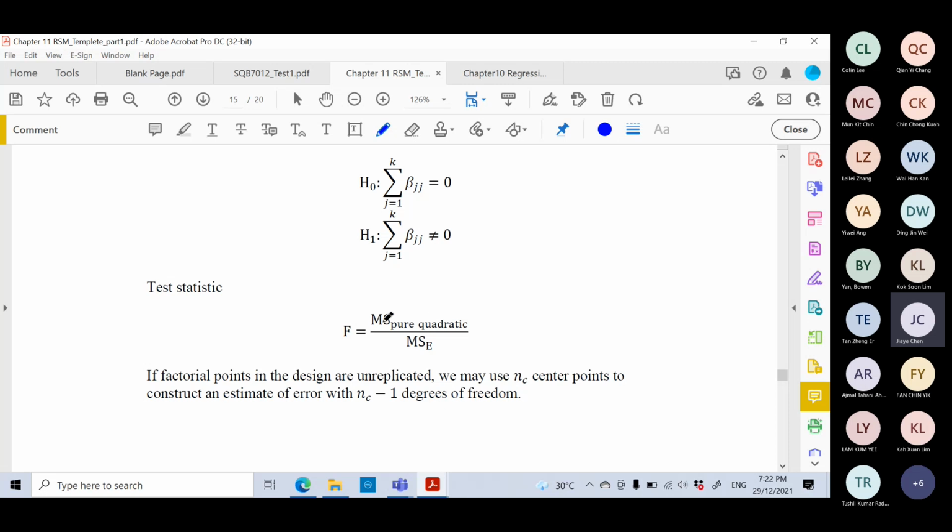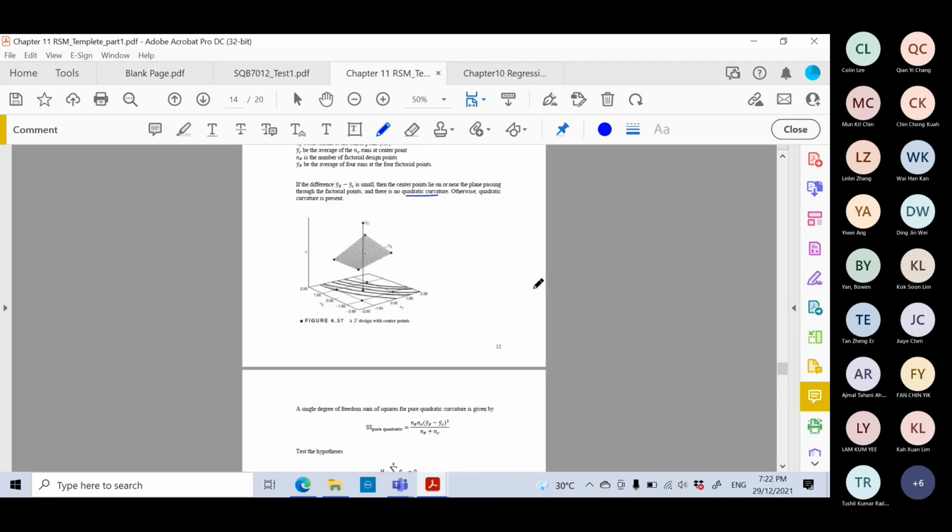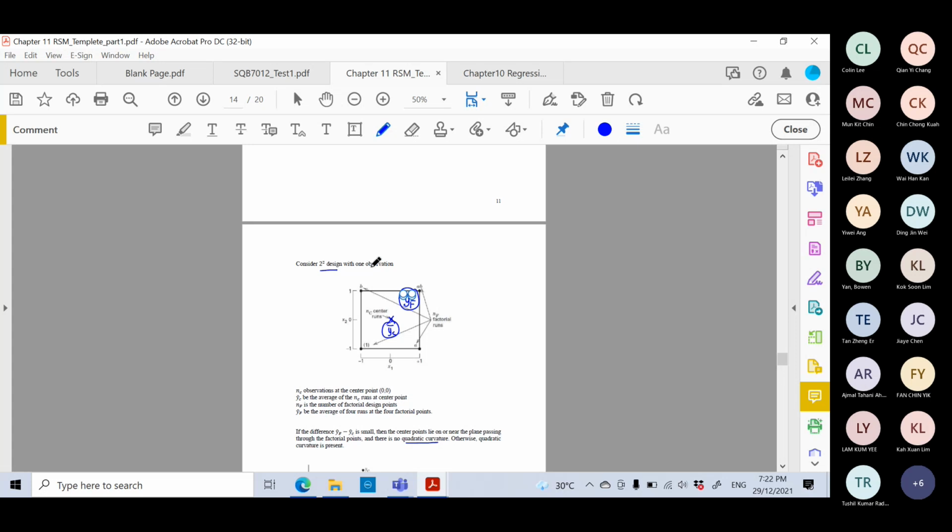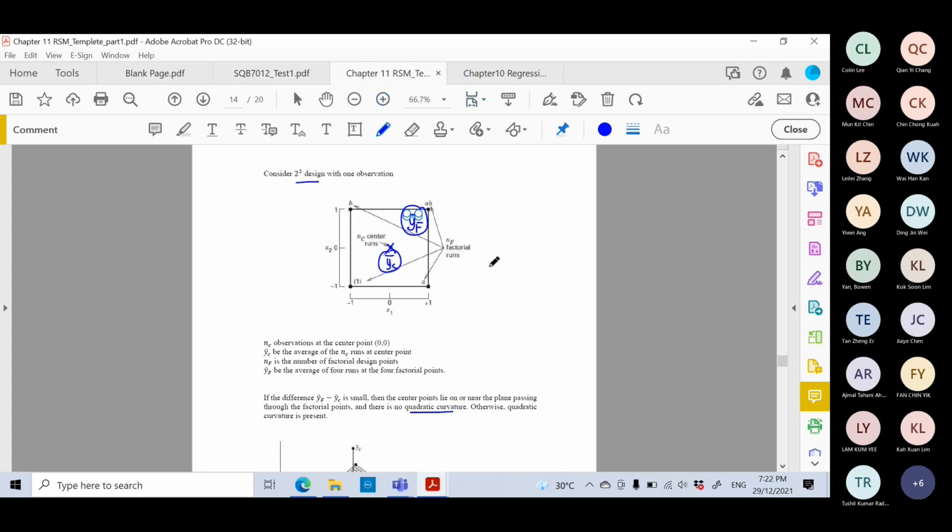The F statistic will equal the mean square for the pure quadratic divided by the mean square for the error. But bear in mind that in this case we do not have the MSE, because you only have a single observation. Therefore, you cannot estimate your mean square error. So how are we going to estimate the mean square error? Before, you just threw away the unimportant factors into the mean square error. But now you do not know which is a factor, like this example 2 power 2.